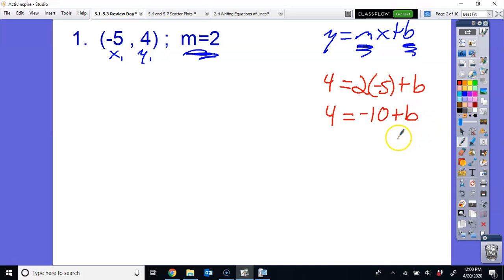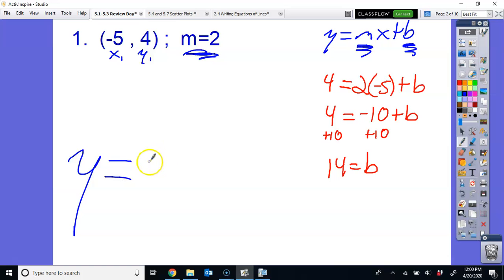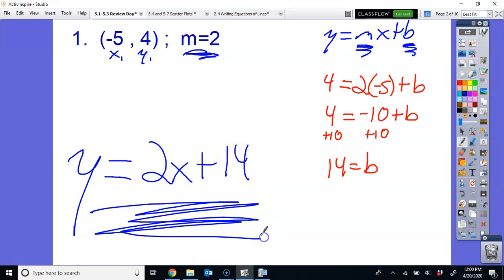And how do I get b? I solve for b by adding 10 to this side, adding 10 to this side. 4 plus 10 is 14. So that is my b value. So what is my m? My m is 2. What is my b? My b is 14. So my equation for my line would be y equals 2x plus 14. M is 2, b is 14. There's my equation of my line.